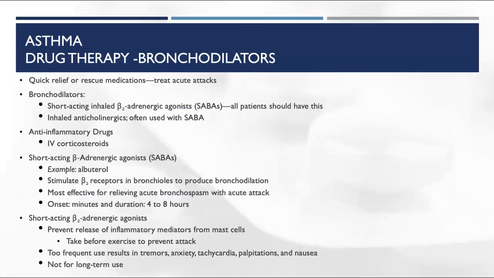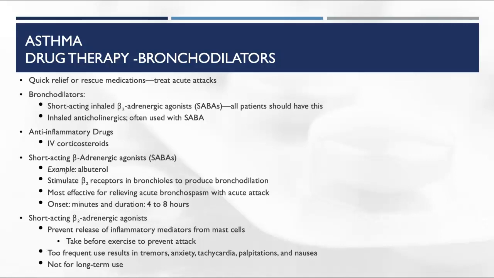Let's talk about asthma medications. Quick relief or rescue medications help to treat those acute attacks. Bronchodilators, also known as SABAs, short-acting beta agonist, are one of the things that all patients should have. They may also be prescribed inhaled anticholinergics, and one of those is called Atrovent, is the trade name. The generic name is ipratropium. Anticholinergics help to decrease secretions, so that's why that would help.